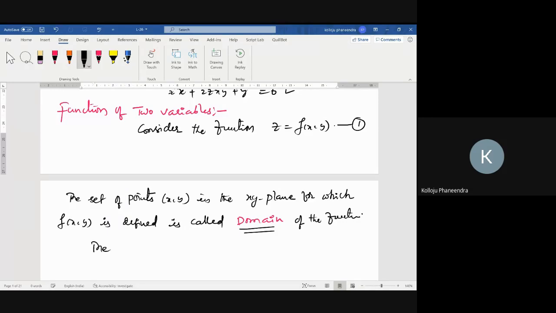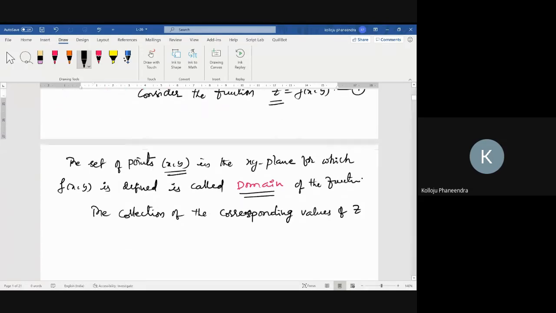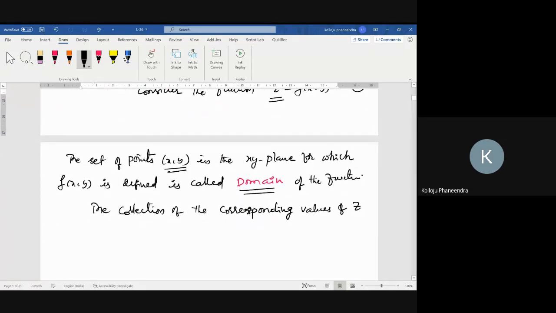And the collection of the corresponding values of z, that means for every x comma y there will be a point z. The collection of such points z is called the range of the function.